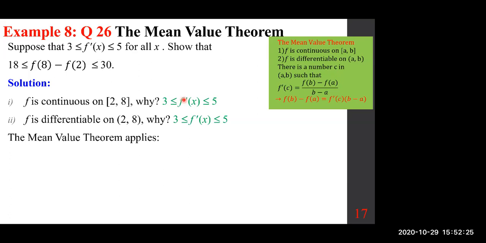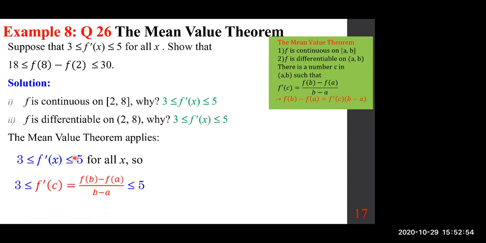Now, let's go with this statement. F prime is between 3 and 5, everybody. So let's write it. F prime is between 3 and 5. So let's start with that. F prime is between 3 and 5 for all x. So if f prime is between 3 and 5, that means f prime of c equals f of b minus f of a over b minus a must be between 3 and 5. That must be the case.